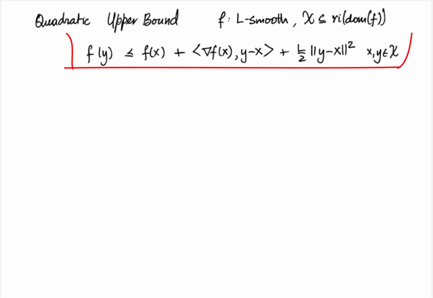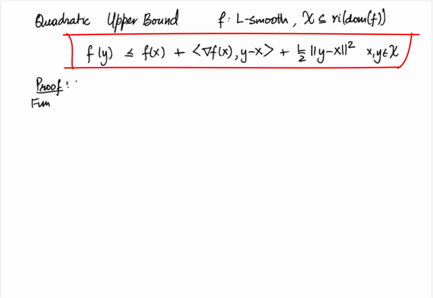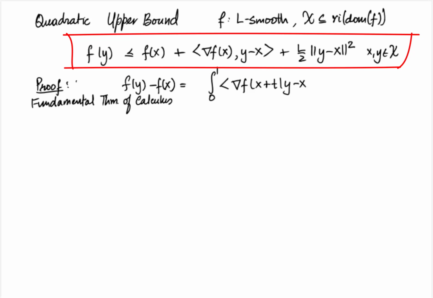To establish the proof of the quadratic upper bound, we have to use the fundamental theorem of calculus, which says that f of y minus f of x equals the integral from 0 to 1 of the inner product of grad f of x plus t times (y minus x) with y minus x, dt. You might have seen the fundamental theorem of calculus earlier. It is nothing but the relationship between the process of differentiation and integration. We are basically saying that the integral of the gradient between 2 points is equal to the function value difference between those 2 points.